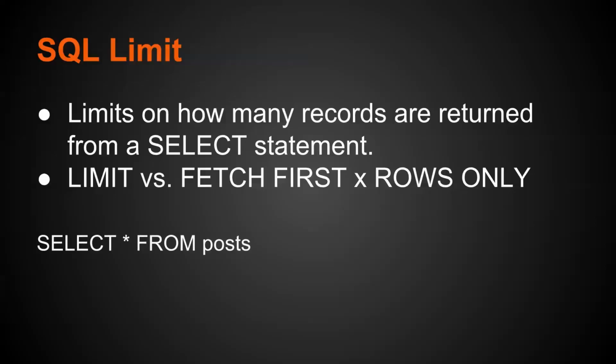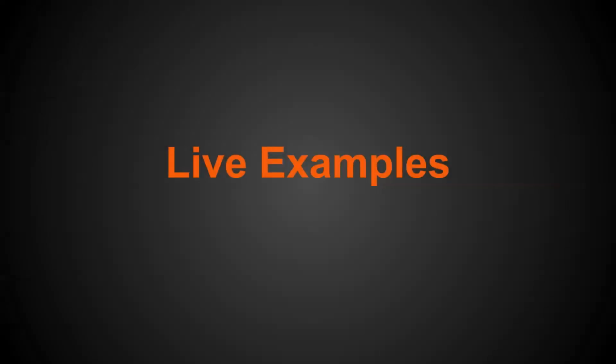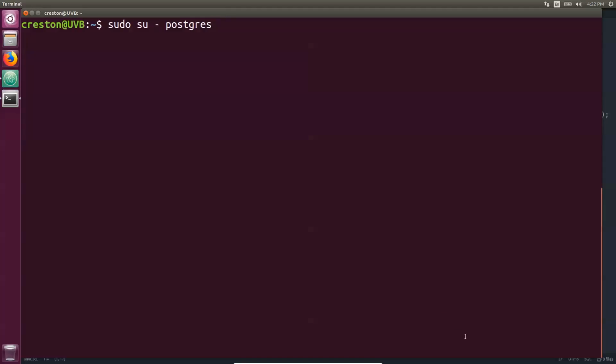So how would you use it in a select statement? Say you have select all the columns from posts where published at is not null, order by the published at in a descending fashion, and then usually the last clause is a limit clause, so only return 2 of whatever records those are. All right, let's jump into the live examples.